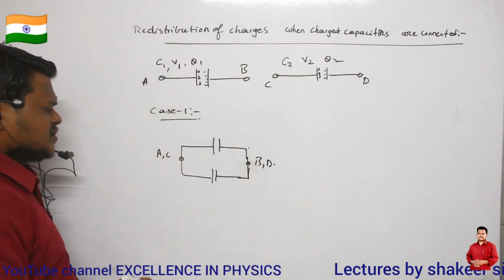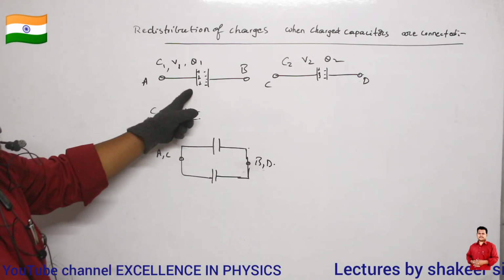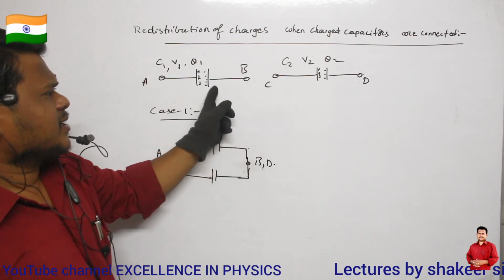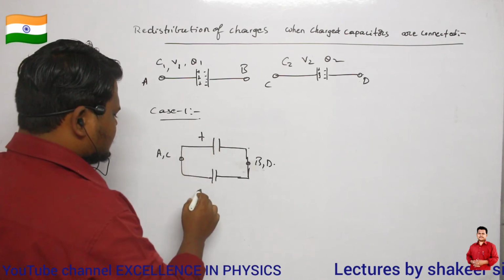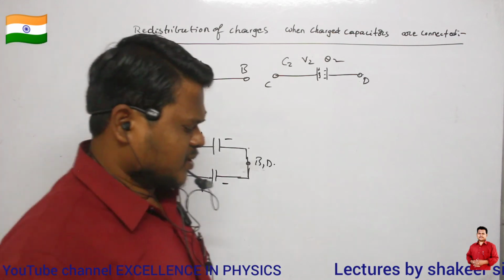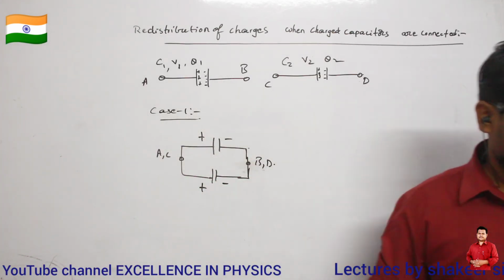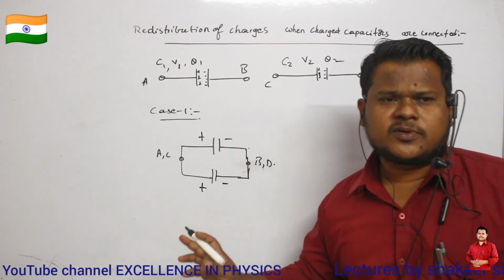So what is the meaning of this? It means positive plate is connected to positive plate, and negative plate is connected to negative plate. So this is the positive plate, this is also positive plate, this is the negative plate, and this is also negative plate. So if I connect capacitors like this, can you say immediately what will happen?